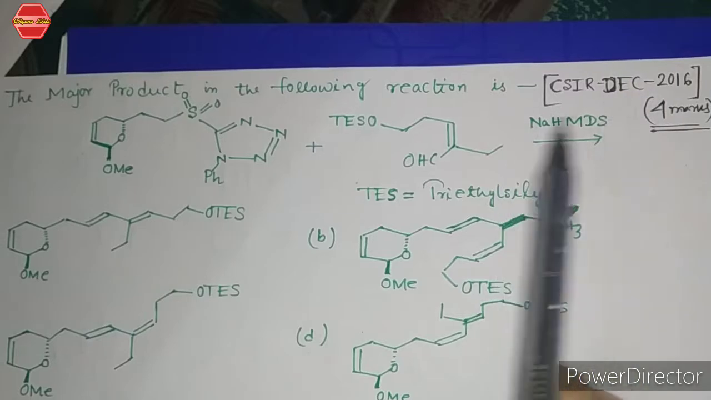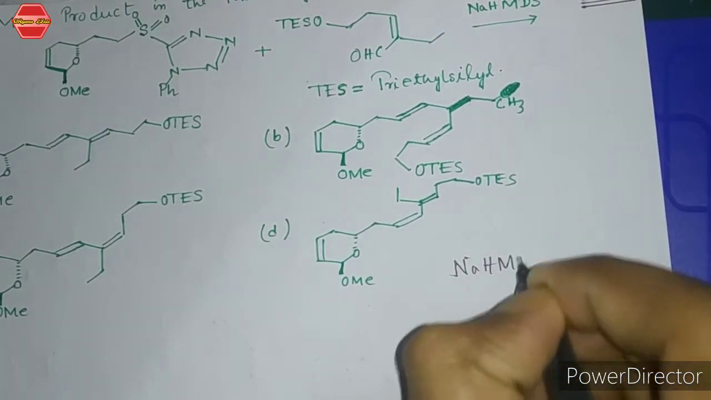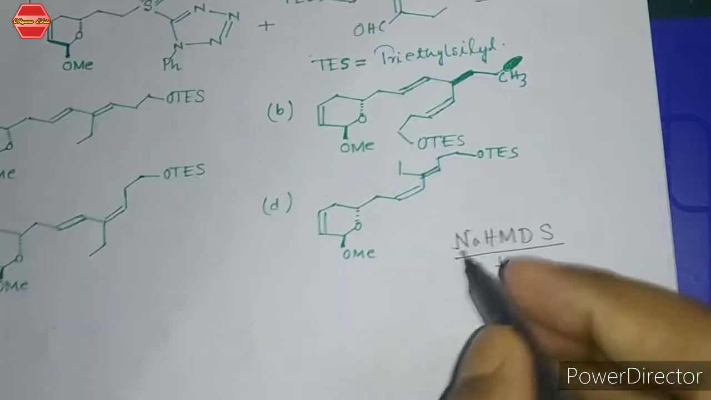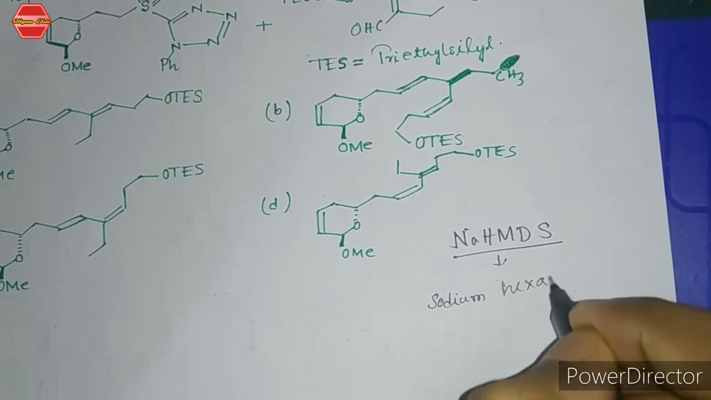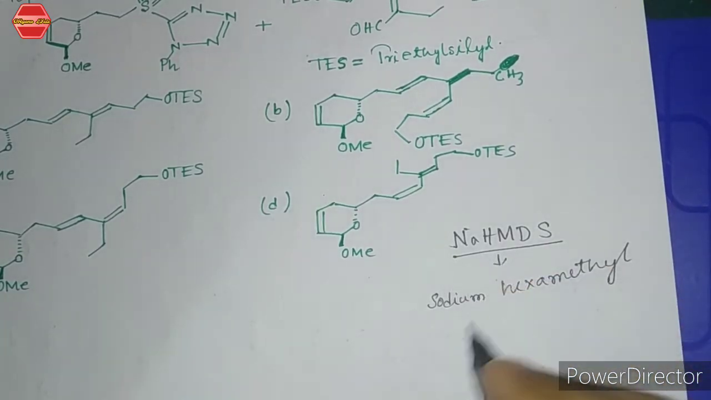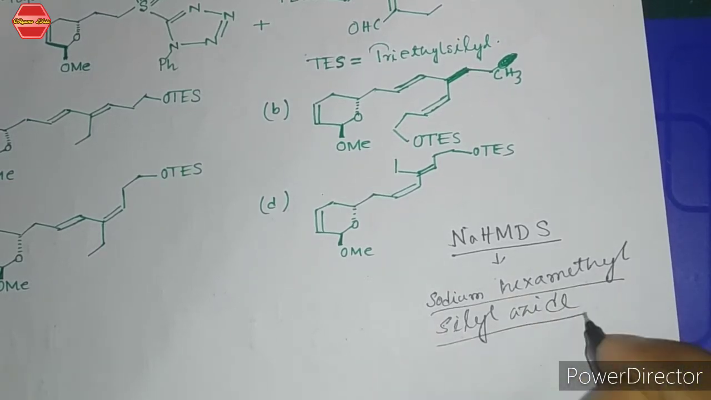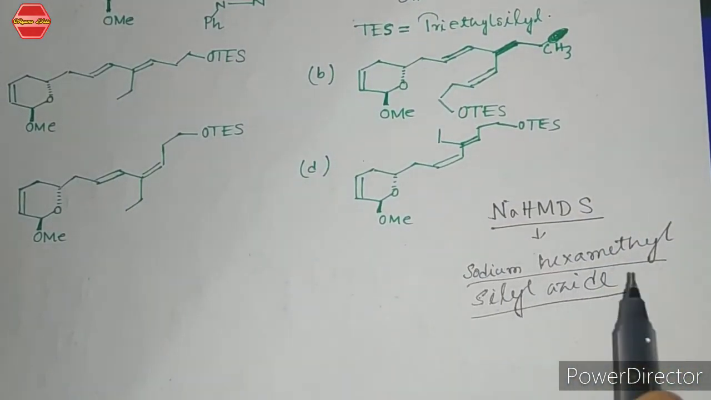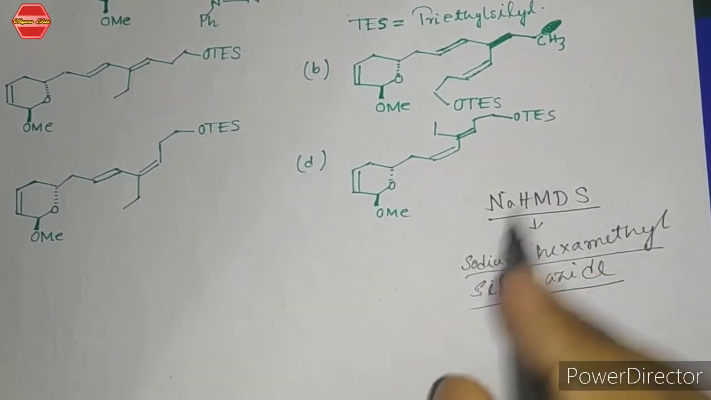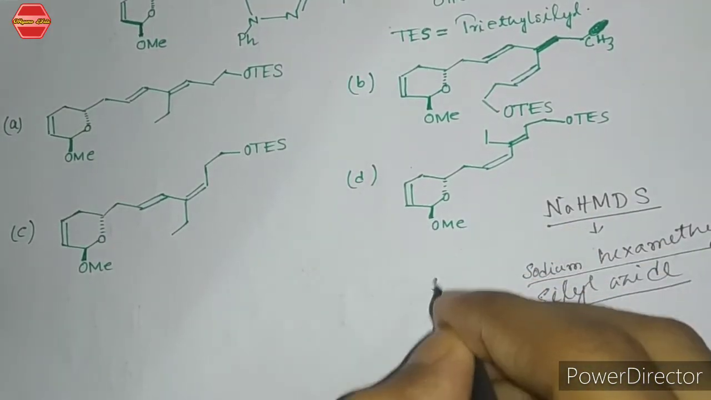NaHMDS. So what is this NaHMDS? It is nothing but sodium hexamethyl disilyl azide. This is the overall name of this compound. So what is the structure of this type of reagent and how does it work?